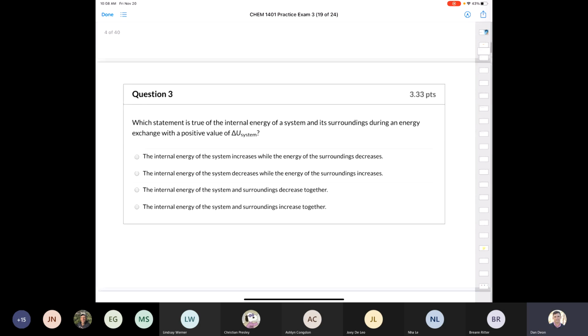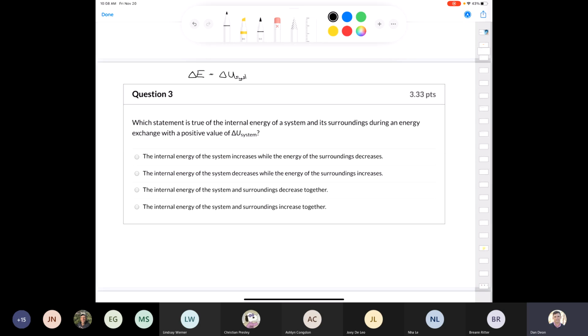Well, let's talk about question 3 then. Question 3 says, which statement is true of the internal energy of a system and its surroundings during an energy exchange with a positive value of delta U of the system? Well, you should remember the formula for the change in energy, which is the same as delta U. Some textbooks use delta E, change in energy. Our book uses delta U.